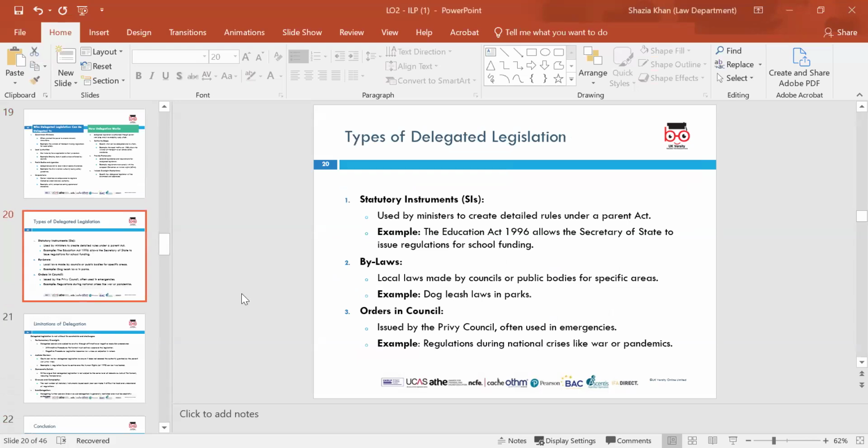Types of delegated legislation. The first one is statutory instruments, which refers to the rules and regulations made by government ministers. They are given authority to make regulations for areas under their particular responsibility. A good example is that the Lord Chancellor has the power regarding legal aid schemes, while the Minister for Transport is able to deal with the necessary road traffic regulations.